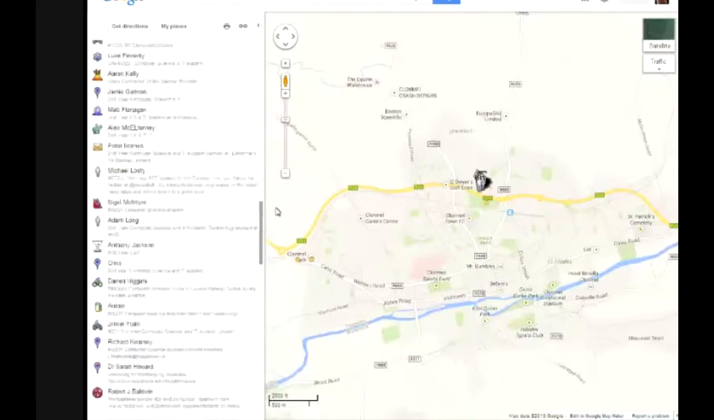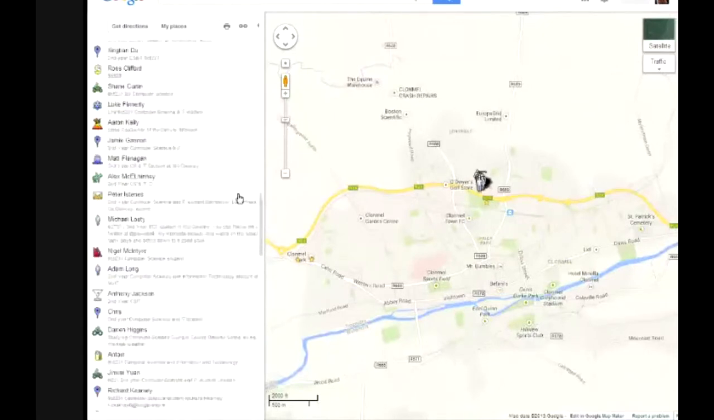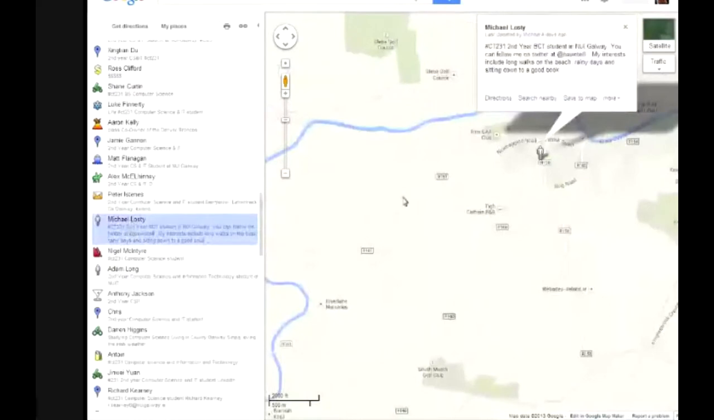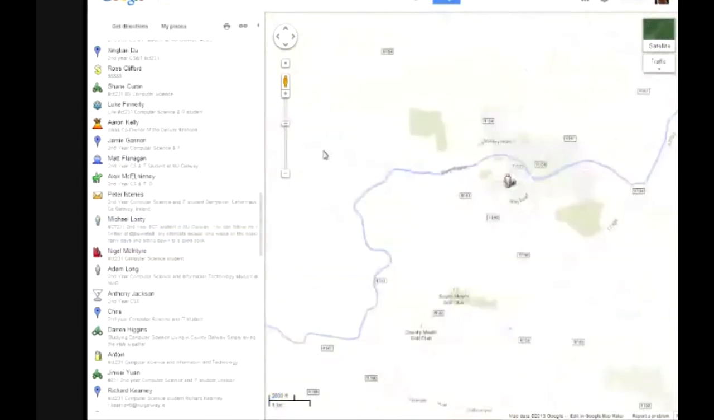And when you do it, I'm hoping you end up giving some kind of collateral to answer the question, what are you? So here's Michael Losty. Four days ago, he identified himself as a person who follows this hashtag. He is a student at NUI Galway. He says you can follow him in this place here, Balotelli. Sounds like the footballer. And he likes walking on the beach. Rainy day, he's sitting down to a good book. So maybe Michael fits into your life because of how he identified himself. He actually showed you where in the world he may be found along the River Boyne.